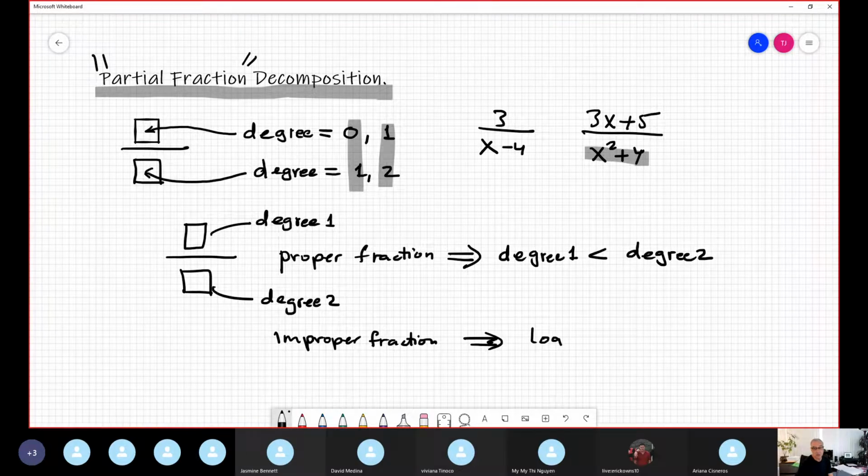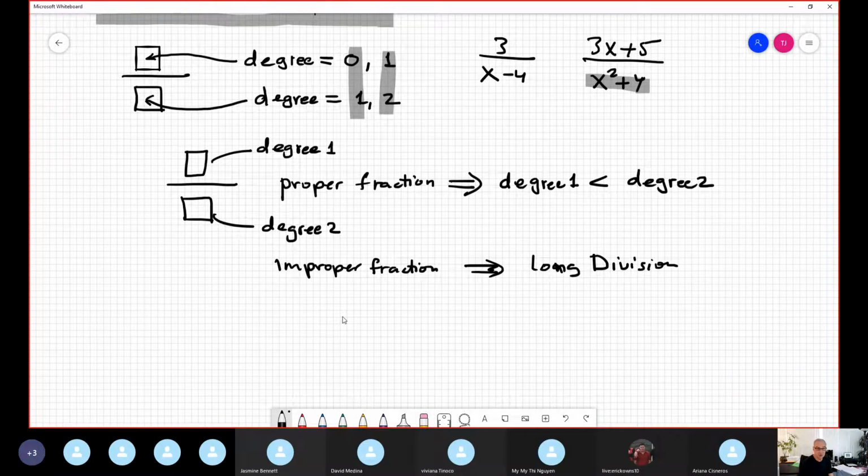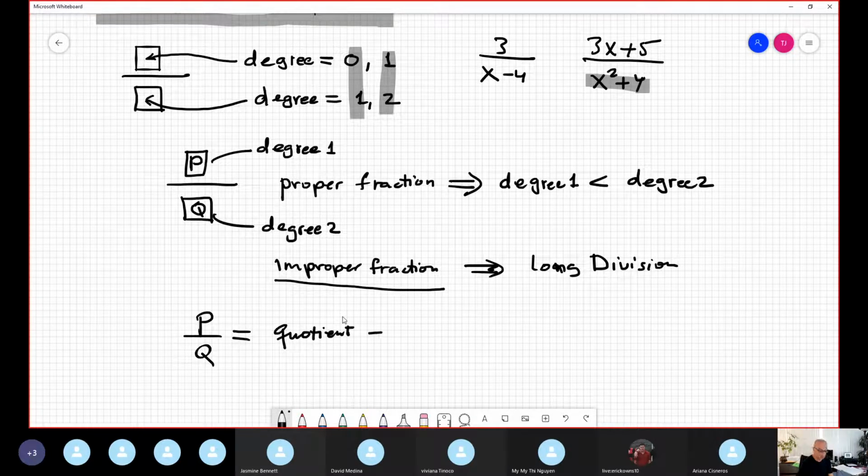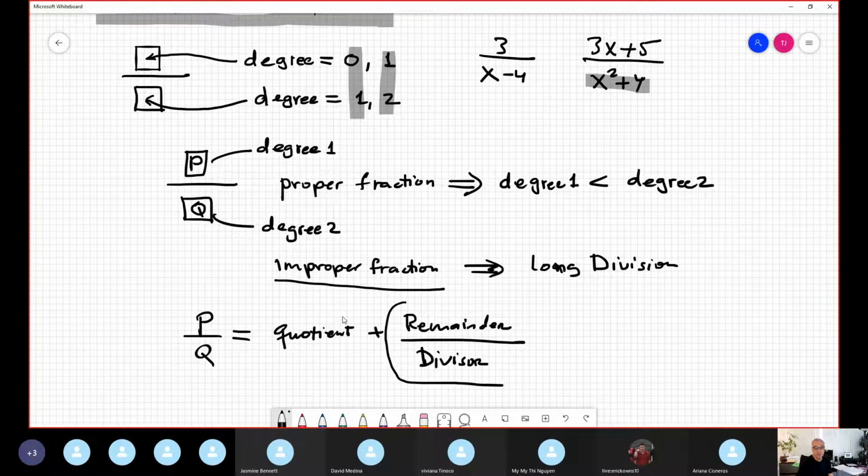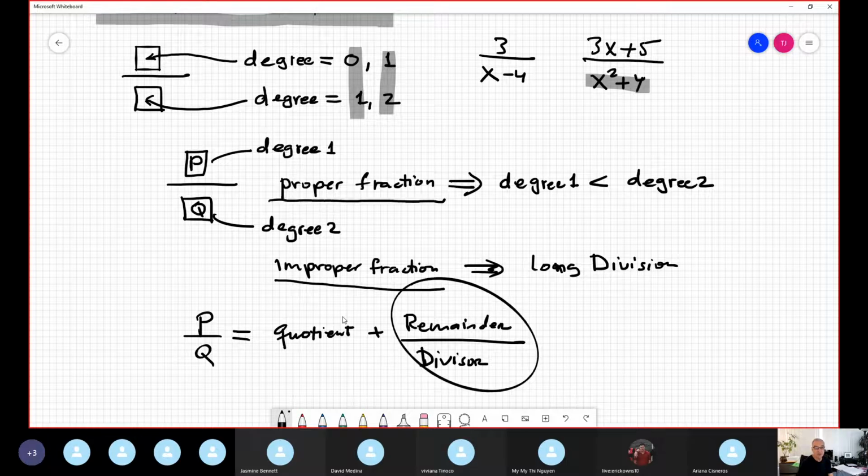So when you are doing long division, suppose that you have P divided by Q, and this is an improper fraction. Then you are doing long division. So you have a quotient plus remainder over divisor. I suppose that part is a proper fraction. We focus always on the proper fraction to make the partial fraction decomposition.